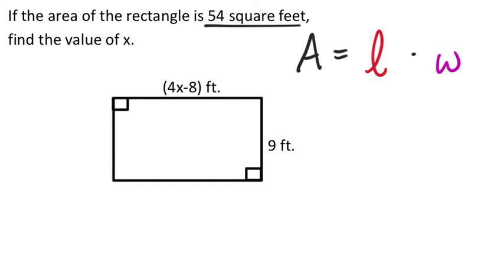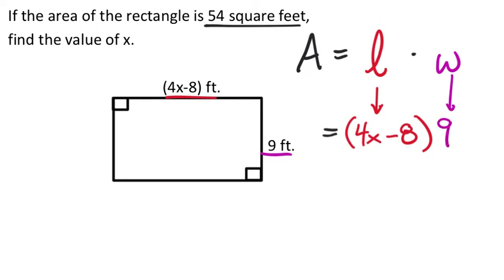Now, for the other classes, what I did is I made the L the 9 right there, but I'm going to purposely make my length the 4x minus 8, okay? Now what this tells me then is I take my length, I replace it with that expression, 4x minus 8, and that's okay. The width is 9 feet, so I take my width, I replace it with 9. And then this would equal the area, which we saw here as 54 square feet. So this is the equation that I have to solve.